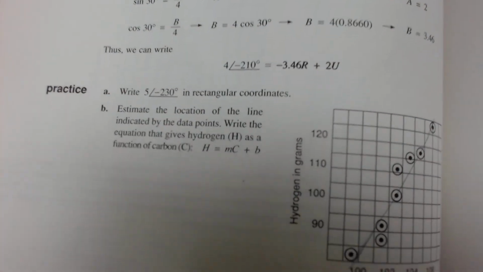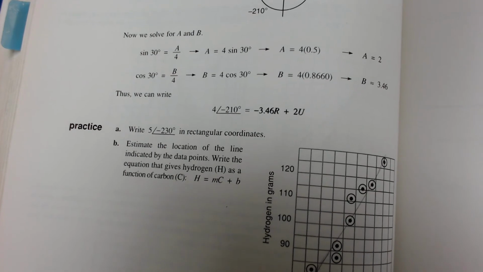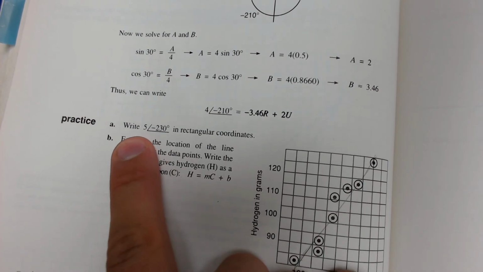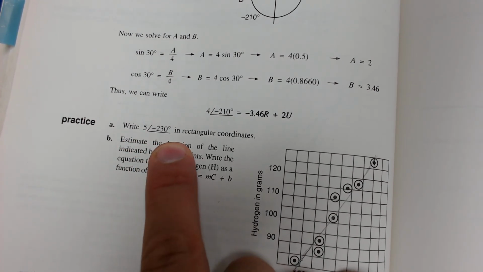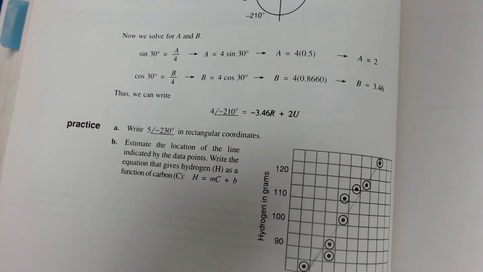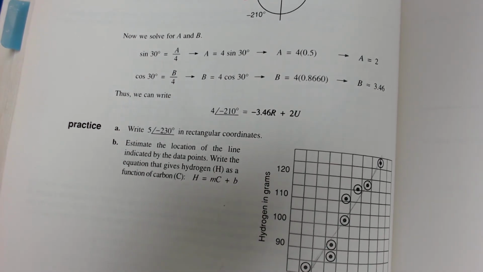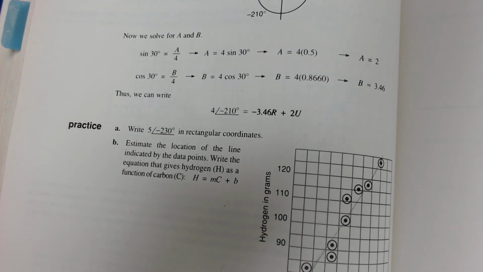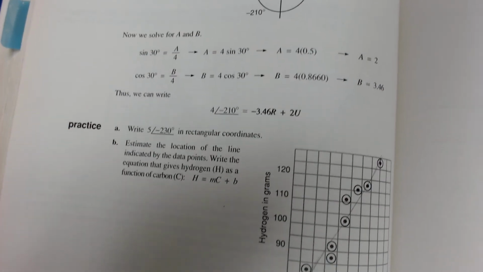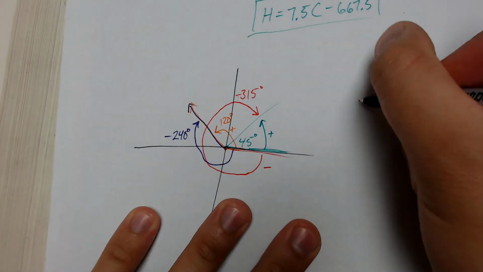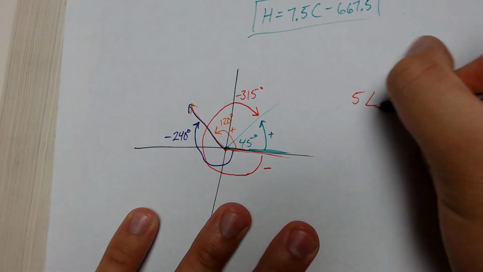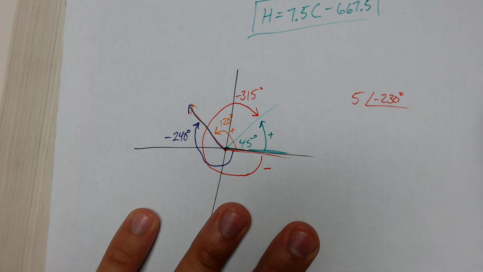So I'm not going to do an entire rectangular coordinate problem here. But we'll go ahead and do the example here. They tell us to write 5 angle negative 230 degrees in rectangular coordinates. So I'm not going to go over all the steps of converting from polar to rectangular, but I will show you that first step of constructing the angle 5 at negative 230 degrees.